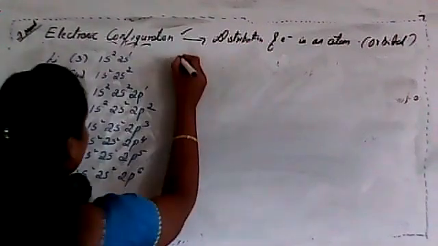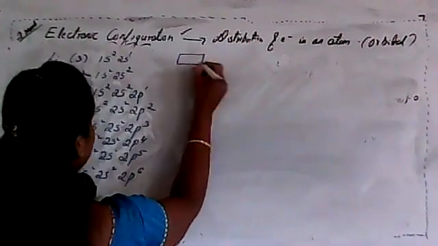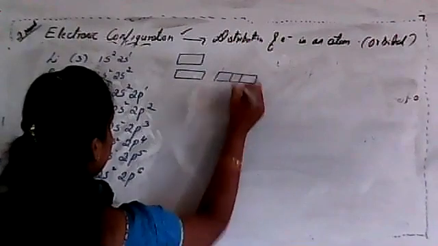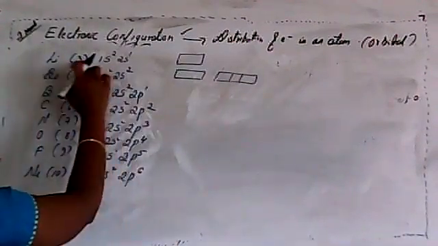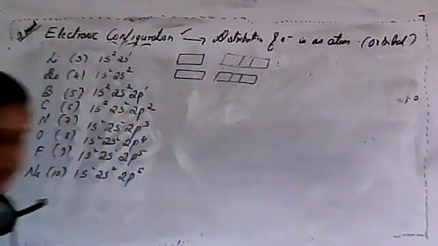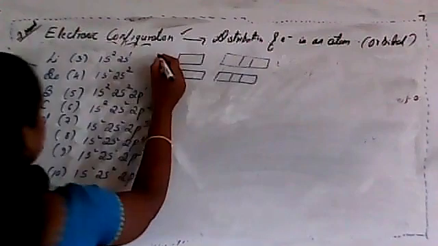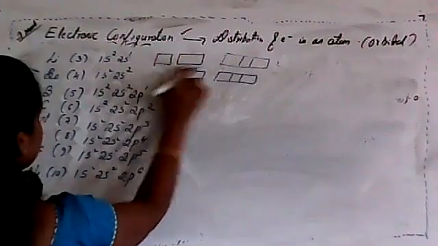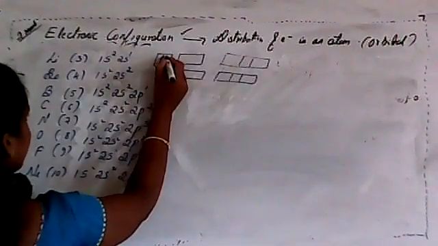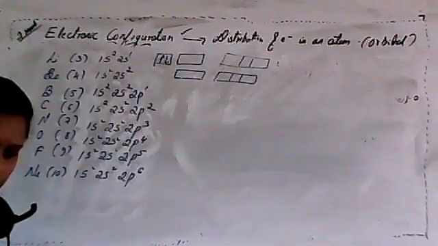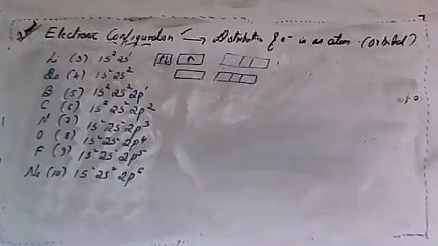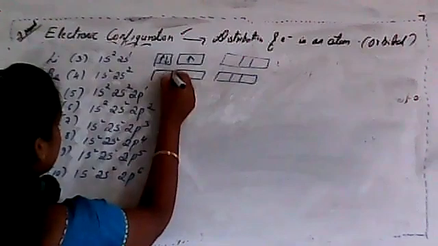Now I'll consider the orbital diagram. First one, for this one, there are 2 shells, isn't it? 1s, 2s, and this is 2p. The first is filled with 2 electrons with opposite spin, student. After that, there is only 1 electron, isn't it?